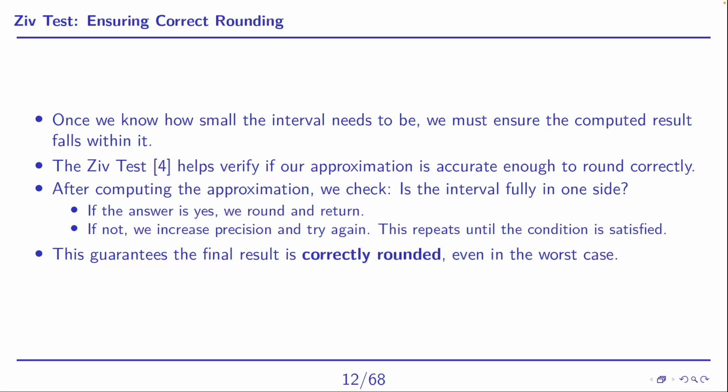In this case, we have the SIP test, which ensures that we have a small enough interval to attain correctly rounded results. The idea is that it checks if my interval falls exactly within one side or the other of the rounding. Ideally, this test is repeated until the conditions are satisfied, because otherwise we can't say that we have correctly rounded results. So this is basically a guarantee that they are correctly rounded.